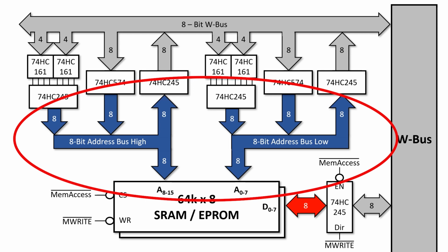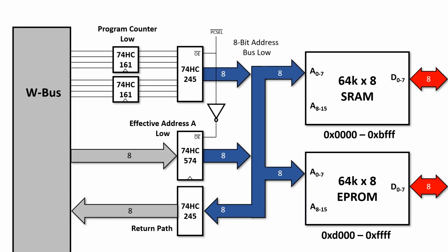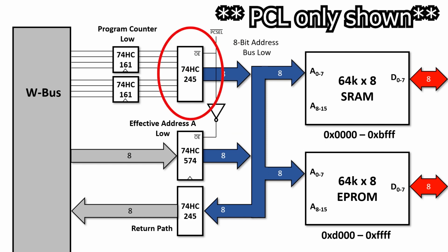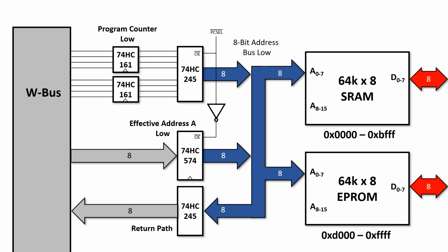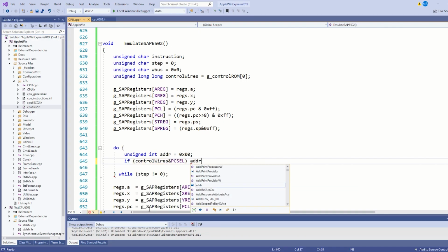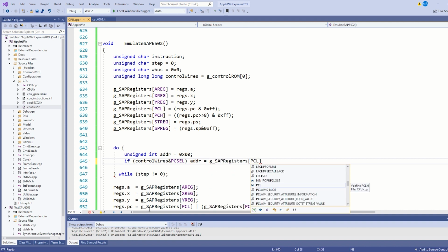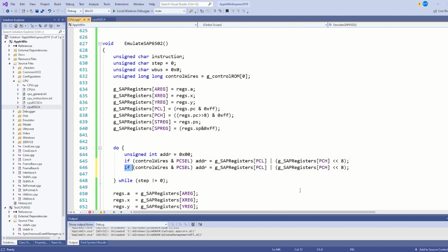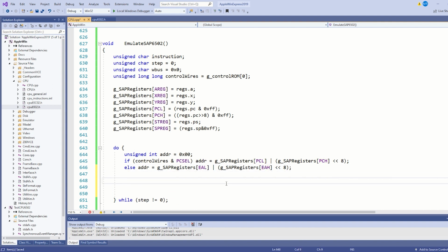I need to model the address bus which goes into the main memory, and remember that this is under the control of the PC cell bar signal. When it's low or asserted, then the program counter is selected, but when it's high or deasserted, then the effective address registers are selected. I check to see whether PC select is asserted. Now, in the model it's an active high signal, but remember the signal going out to the real hardware is active low. If it is asserted, then I load the value of the PC register onto the address bus. Otherwise, I use the effective A registers.